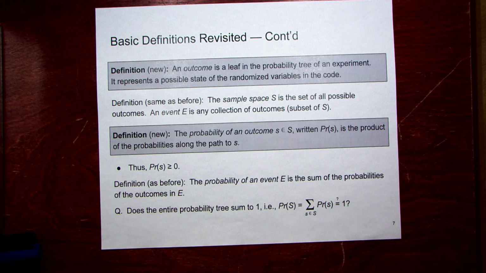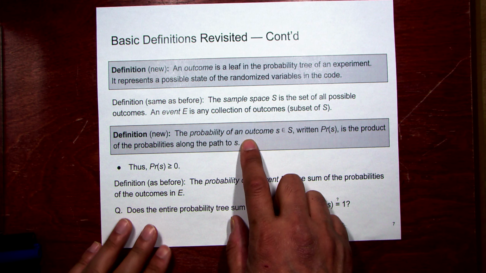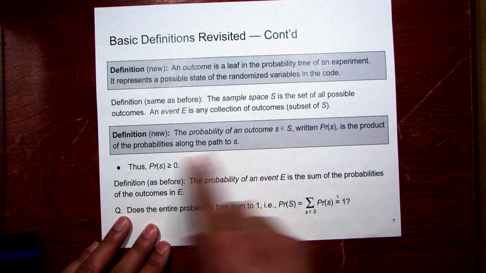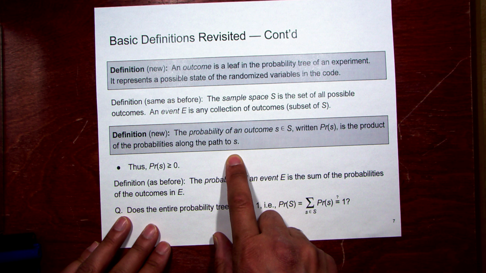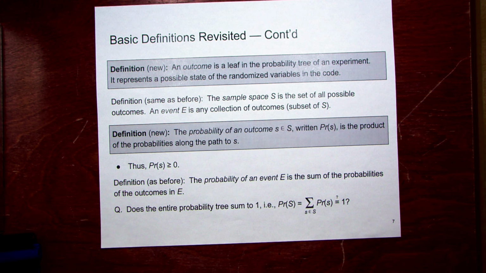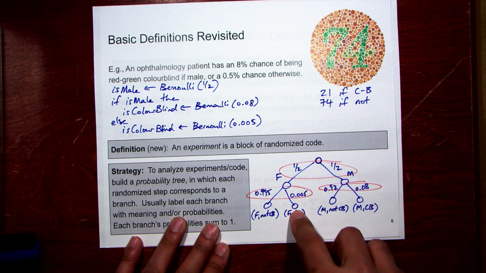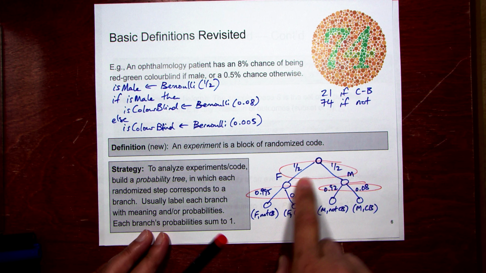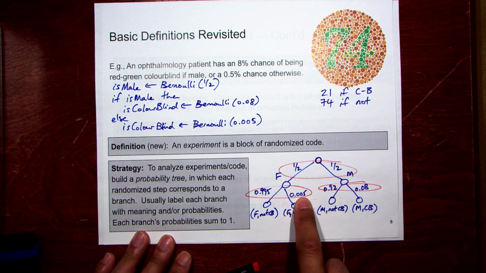The probability of an outcome, this one's new, and I showed you the punchline a week ago when we talked about probability trees before. It's the product of the probabilities along the path to the outcome. If we multiply each of these things going down the tree, we would get their individual probabilities. I don't have time to do that right now, but we will do an example with this on Friday. This outcome will be a half times 0.995, this will be a half times 0.5%, this will be a half times 0.92 and a half times 0.08. Those things multiply.